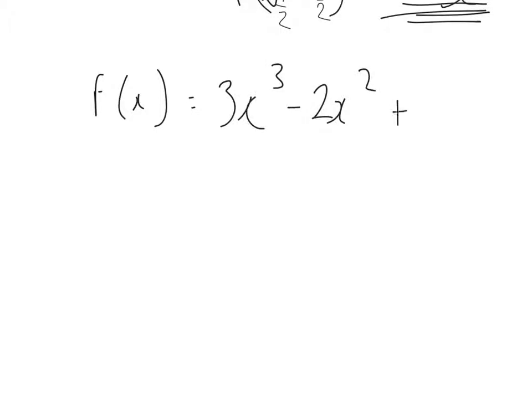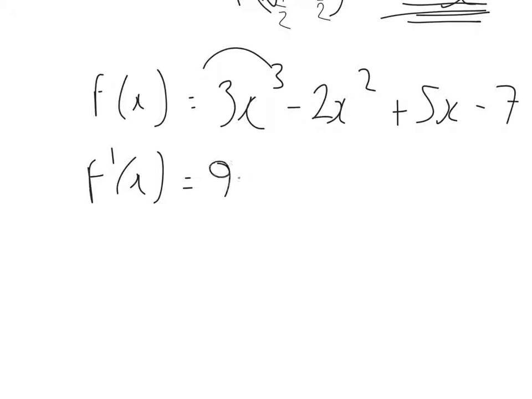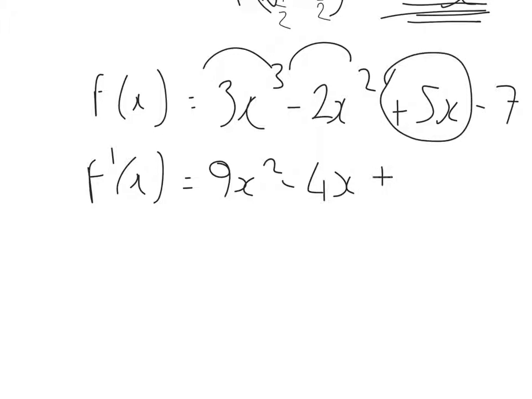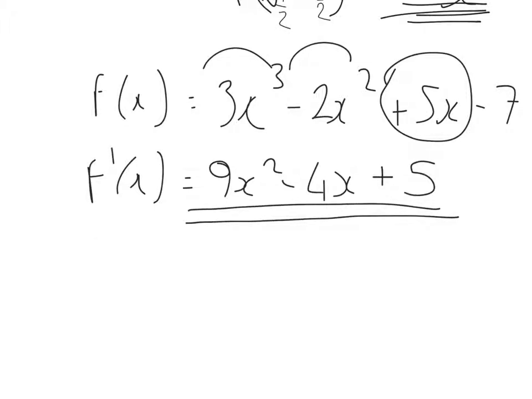Let's try a few where there's more than one term to differentiate. So for example, f of x equals 3x cubed minus 2x squared plus 5x minus 7. So we just differentiate from left to right here. So that will be 9x squared minus 4x. Remember that if you differentiate a constant times x, it just becomes a constant. And if you differentiate a constant, then it becomes 0. So that's the final answer.